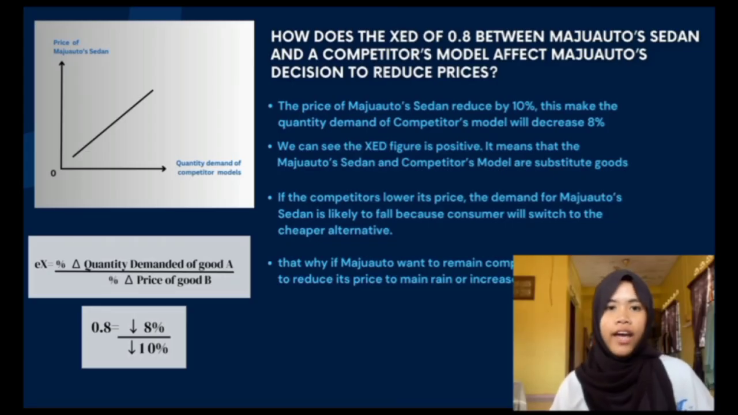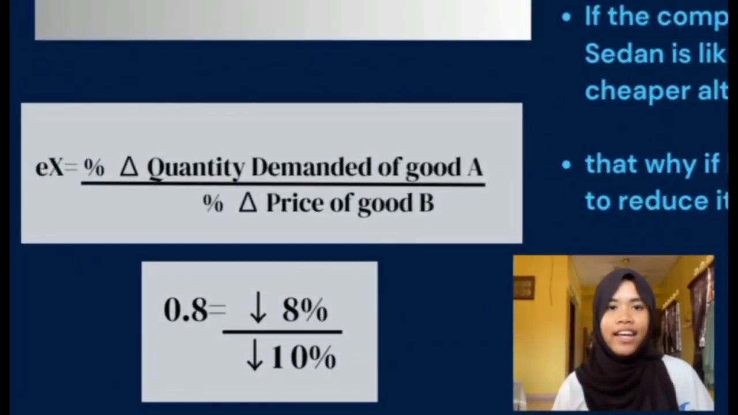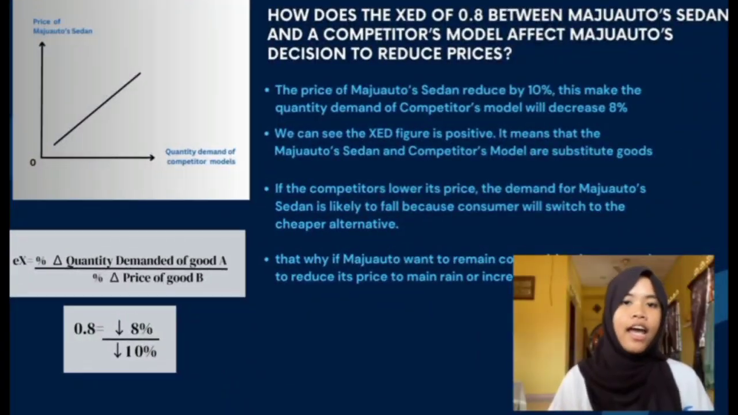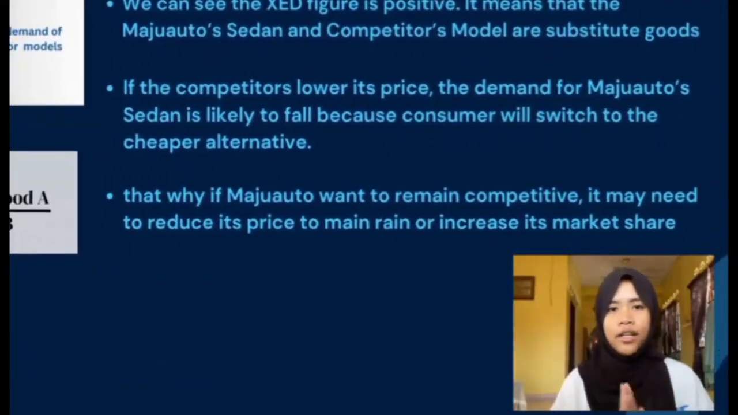So, the XED is 0.8, and the price of Maju Auto sedan is reduced by 10%, and the quantity demanded of competitor models will also reduce by 18%, but proportionately less than the reduction in the price of Maju Auto sedan. Using the equation, when the XED is positive, that means when the price of a substitute good goes down, the quantity demanded for the other will go down as well. Negative over negative gives a positive number. So, it means Maju Auto sedans and competitors' models are substitute goods.